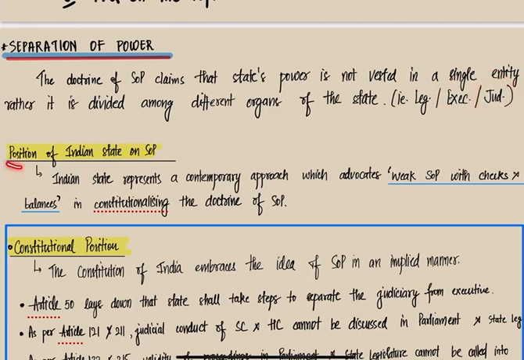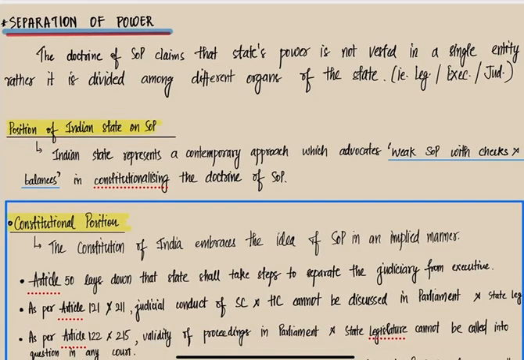Now, let's understand the position of Indian state on separation of power. Before moving further, I would like to mention the separation of power can be of two types. That is, complete separation of power and partial separation of power. While complete separation of power is neither possible nor desirable, on the other hand, partial separation of power is required to achieve balanced constitutional structure. This partial separation of power is also called as weak separation of power.